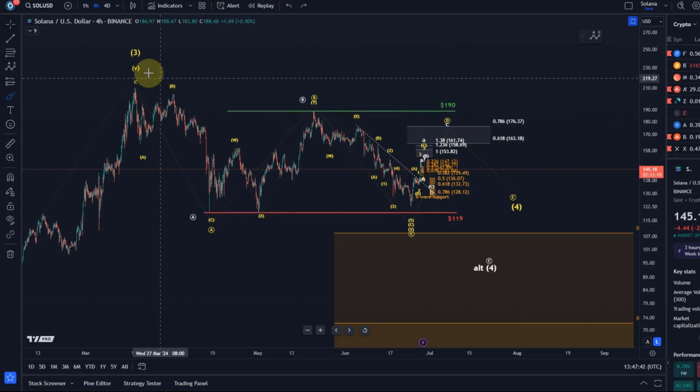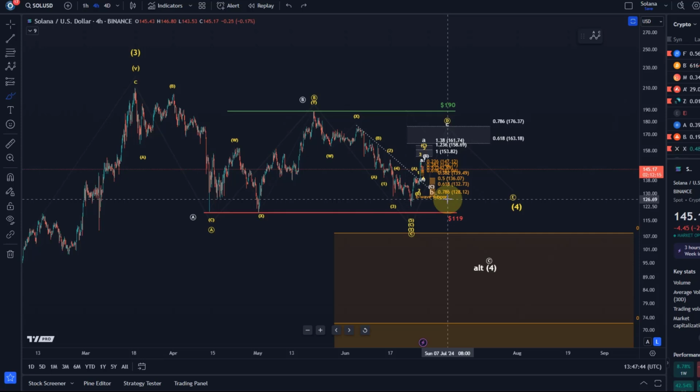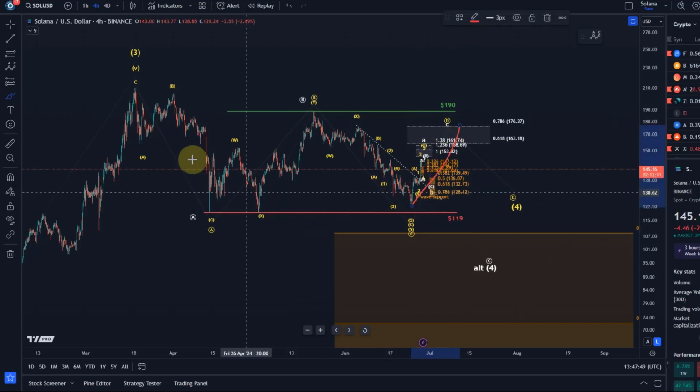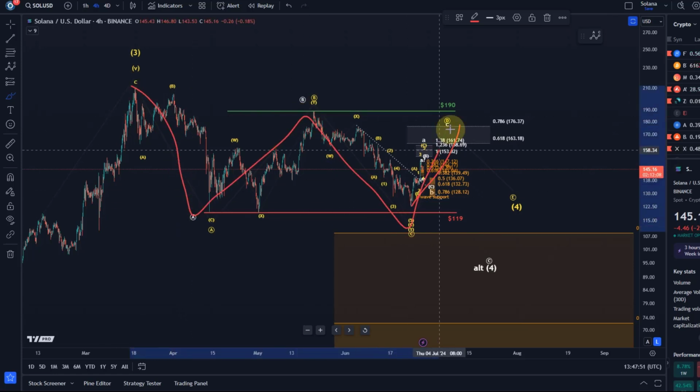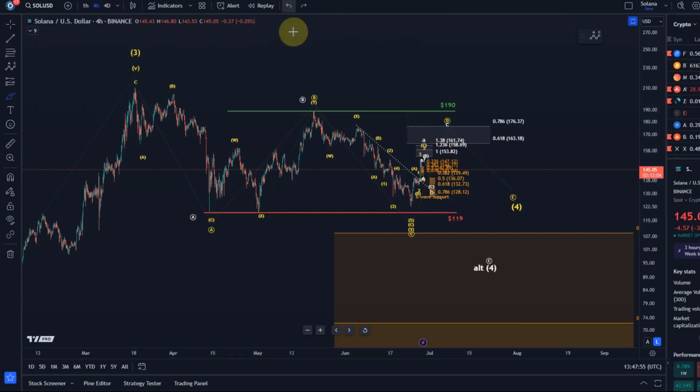So the idea is obviously here that if this is an Elliott wave triangle, we're dealing with a D wave rally. A, B, C, D, E. The D wave is a corrective rally. And that's obviously not a great setup. It's not a stable structure, okay?